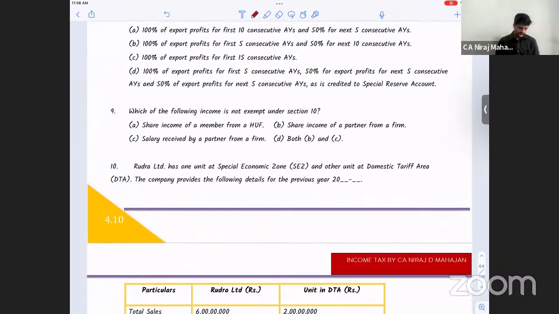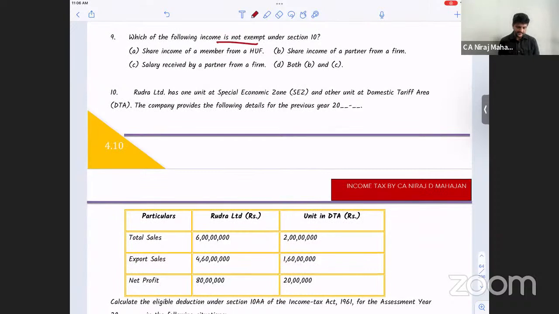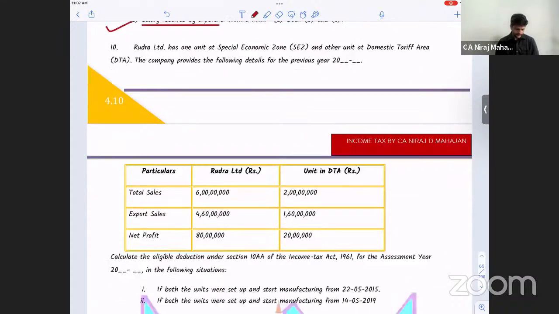9. Which of the following income is not exempt under section 10? Share of income of member from a HUF, exempt. Share of income of a partner from a firm is also exempt. Income means profit only. Salary received by a partner from a firm is, bacho, taxable. Definitely taxable. Profit is exempt. Salary is taxable in the hands of the partner. All right.